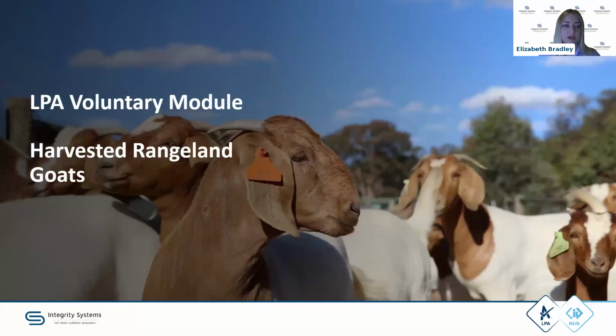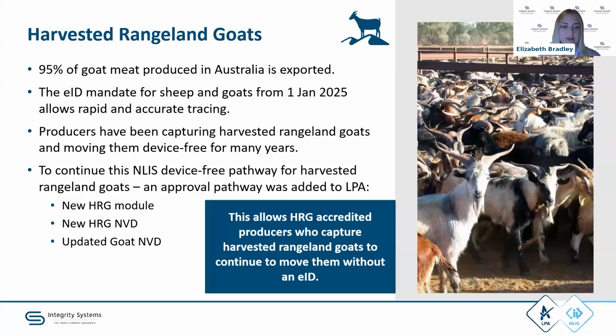So the first one we talk about is the harvested rangeland goats. So maybe not applicable, but we do have roughly 1,600 producers in Australia now who capture these wild goats from the rangelands and send them through to processing. This is an approval pathway that was put in place to support sheep and goat EID implementation that will be mandatory from the 1st of January.